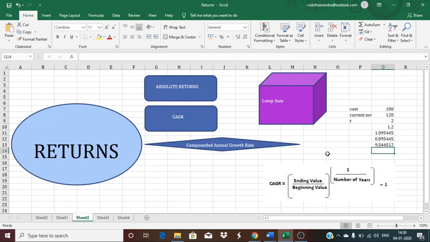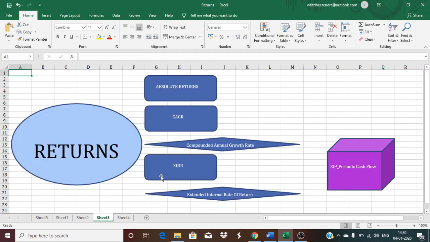So to overcome this difficulty, what we can do is simply use the term called XIRR, or we can say extended internal rate of return. Now there is a formula in Excel, and by using this formula we can calculate the XIRR. But first we need to understand what XIRR is.